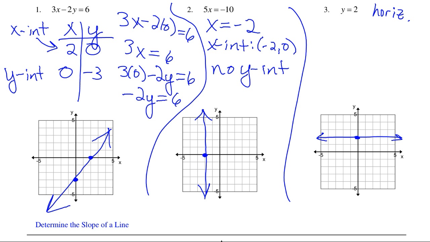through that point. That tells us then that our y-intercept is 0, 2. And then it does not cross the x-axis, and so we have no x-intercept.